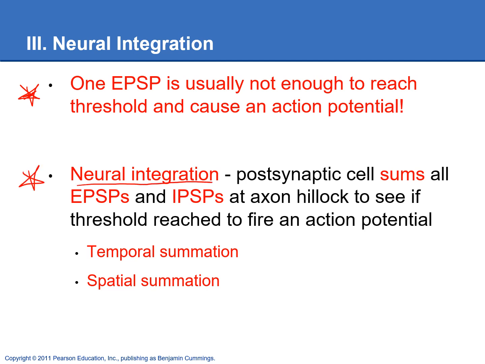And what this is, in that postsynaptic neuron, you're going to be adding up all the EPSPs and IPSPs that are occurring at that axon hillock and see if threshold is reached or not. And if it is, then you can start an action potential. And so remember that we have two different ways that we can add these graded potentials together. So we talked about temporal summation and spatial summation.